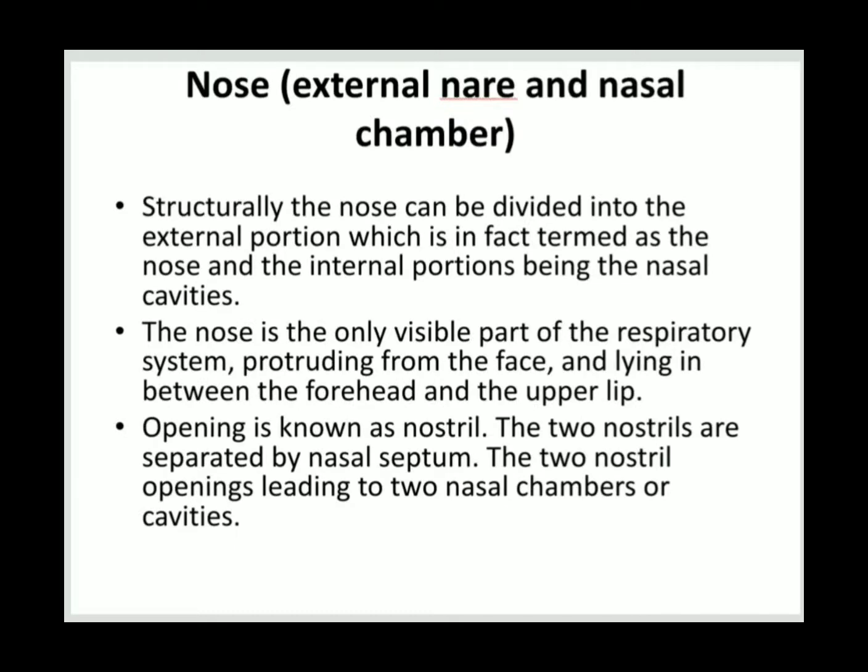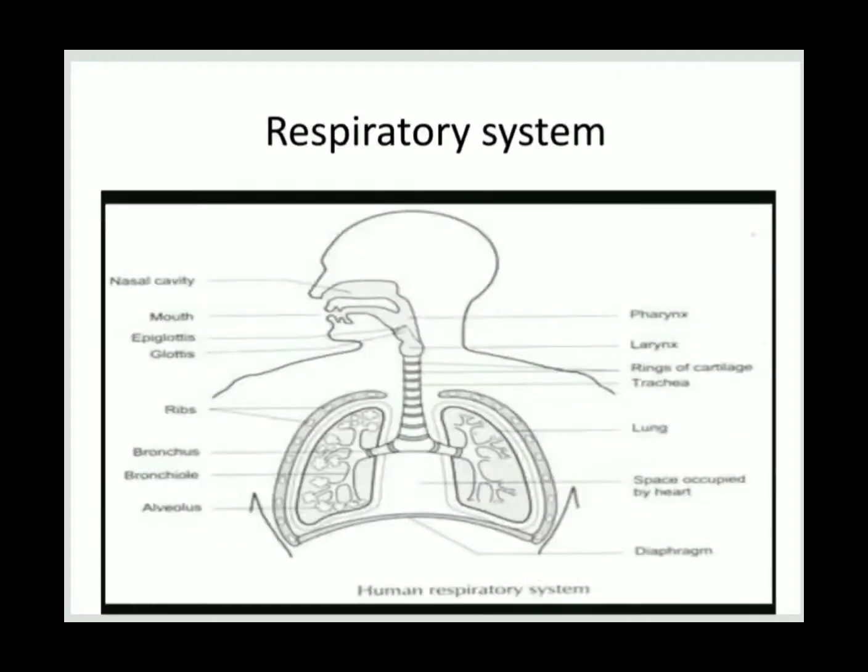Structurally, the nose is divided into the external portion, which is in fact termed the nose, and the internal portion being the nasal cavities. The nose is the only visible part of the respiratory system, protruding from the face and lying between the forehead and the upper lip. The opening, we call it a nostril. Two nostrils are present for the exchange of gases. So here you can see the nostrils, which are separated by a septum.